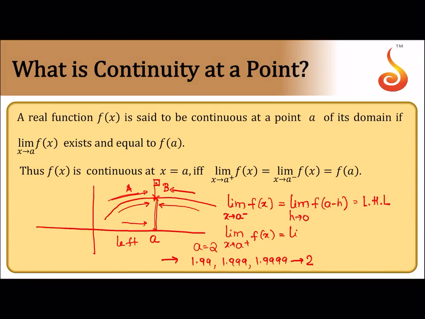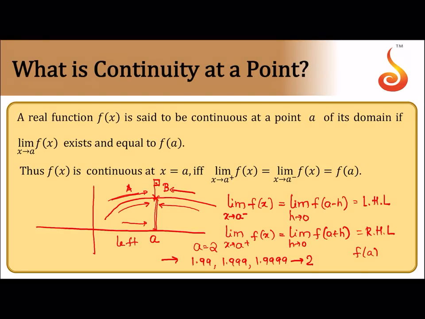Now the right hand limit. So limit x tending to a plus, f of x is equal to limit h tending to 0, f of a plus h. We solve this limit; limit h tending to 0 is given in the normal limit chapter, we will solve it. And this is called the right hand limit.